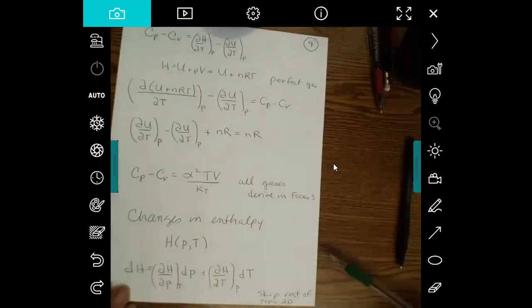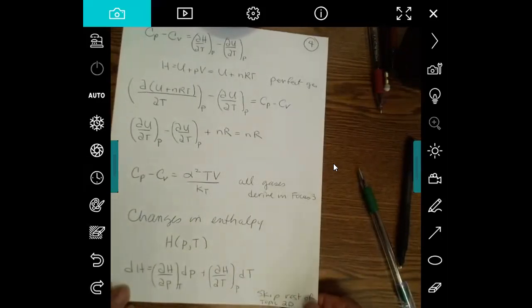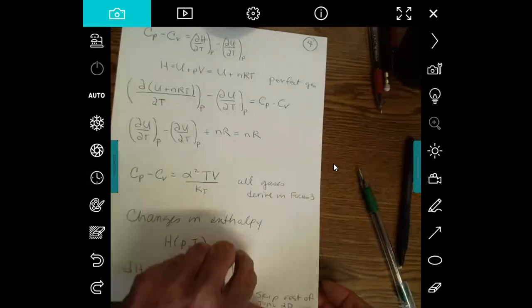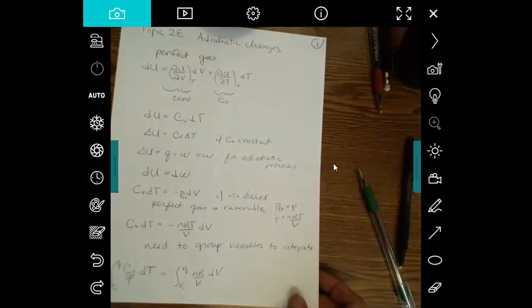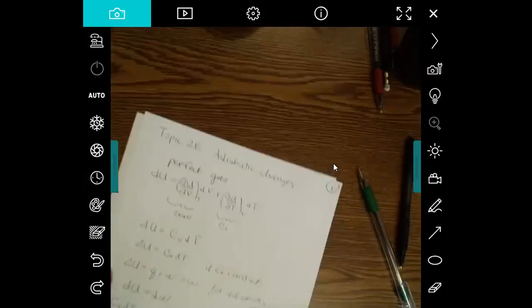So you can skip the rest of topic 2D. We're not going to go into the details of how you'd measure some of these alpha, kappa, different changes, but you can read it if you want. It's interesting, but it's not going to help us on our way to equilibrium. Okay, I think I'll just keep going. I only have 2 pages left.